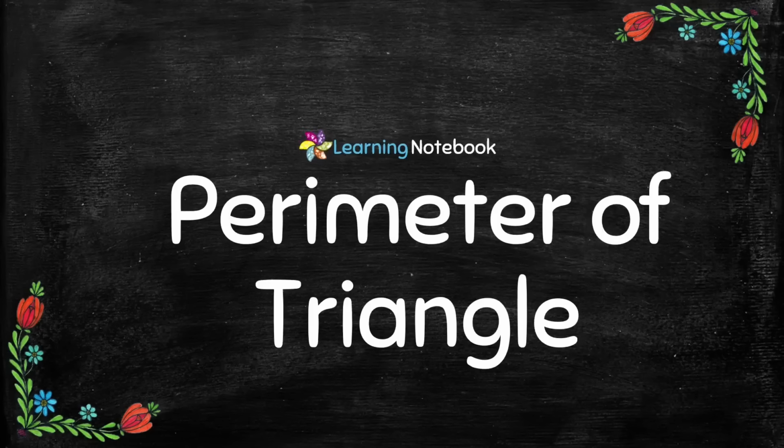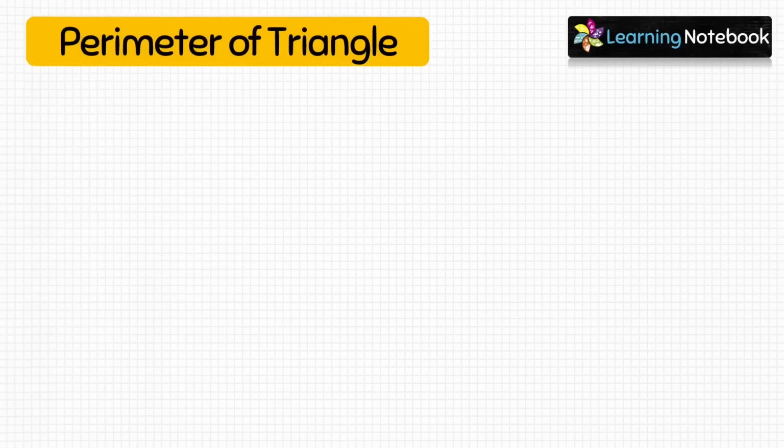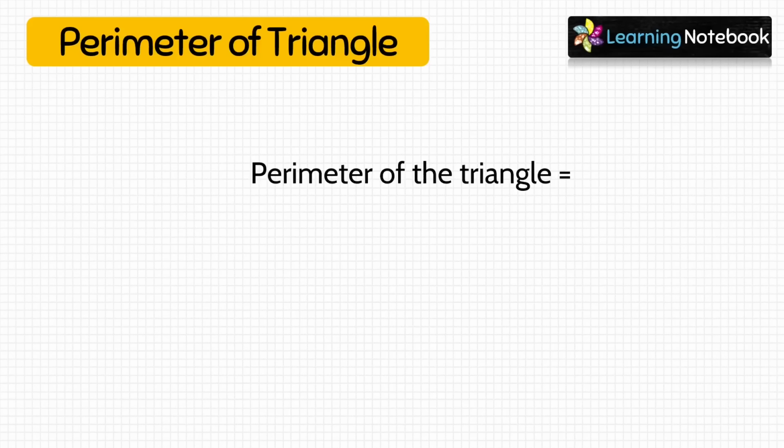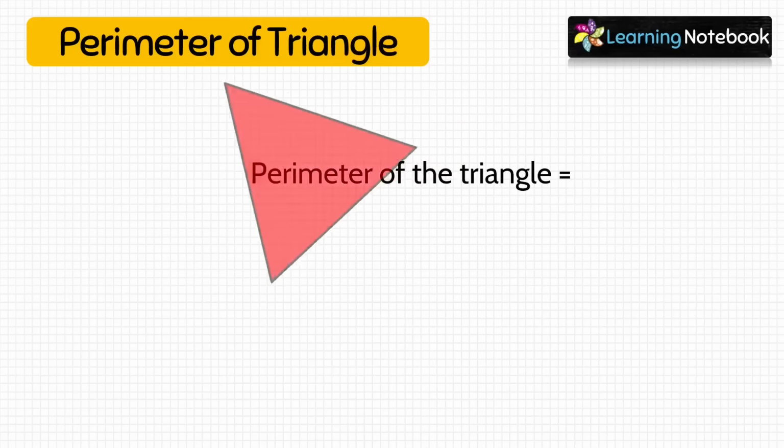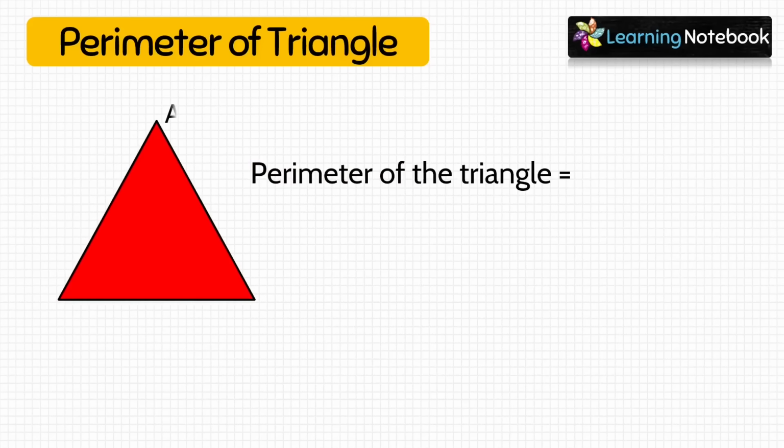First, let's understand perimeter of triangle. Students, perimeter of the triangle means sum of lengths of all the three sides. So here, perimeter of the triangle equal to AB plus BC plus CA.